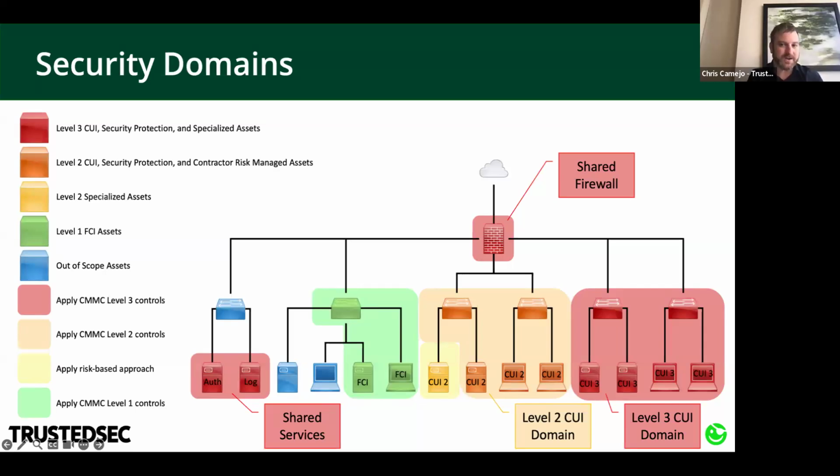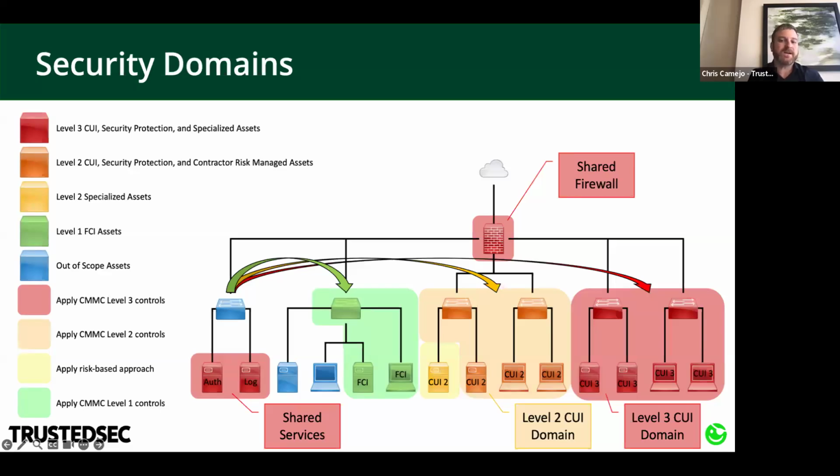The authentication and logging servers on the shared services network are level 3 security protection assets because they provide security services to level 3 CUI assets. These servers can provide services to everything in the environment because they should never process, store, or transmit CUI at any level and therefore don't meet the criteria for a CUI asset.